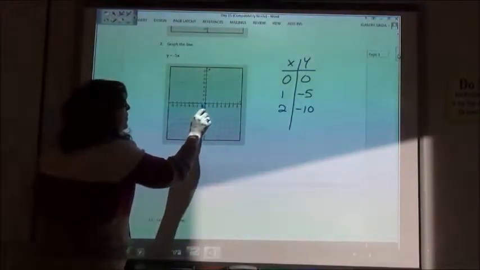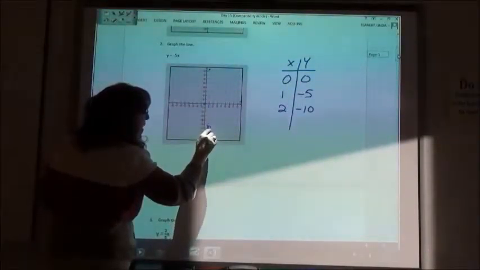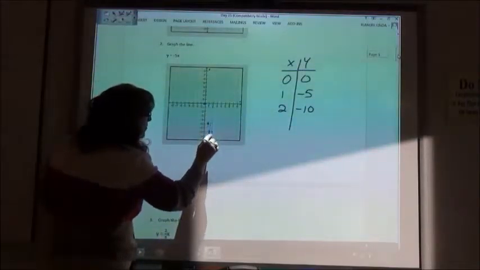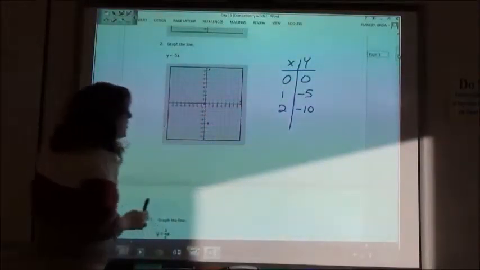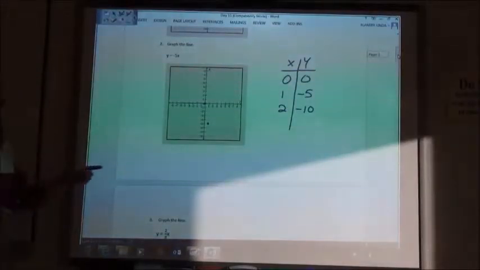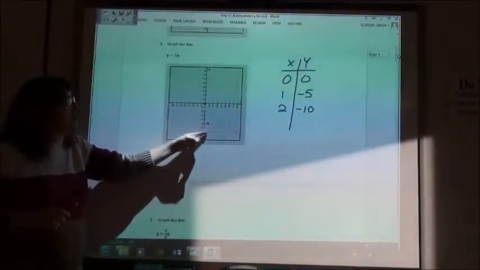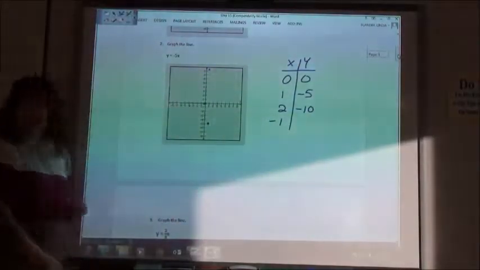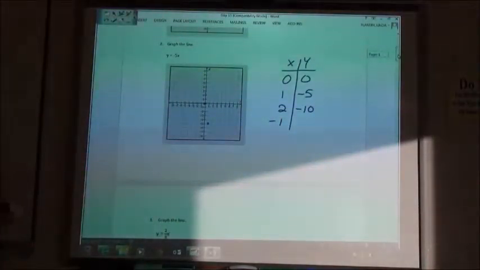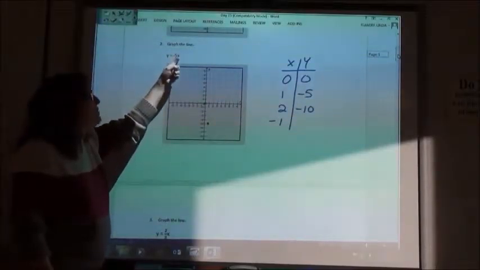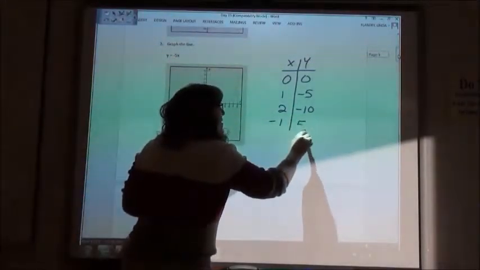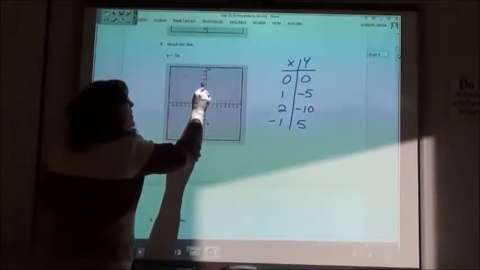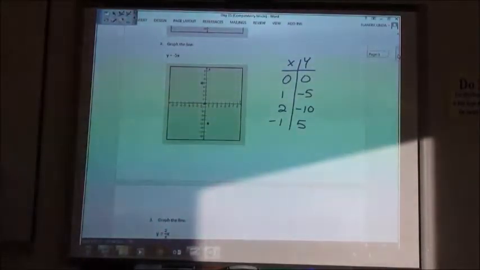So 0, 0 again's right in the middle. 1, negative 5, I'm going to go 1 to the right and down 5. 2, negative 10 would be 2 to the right and down 10. I can't quite fit that one on my graph. Now technically you really only need 2 points to draw your line. If you wanted to, you could then go backwards and put a negative 1 in there instead to get another point. Negative 5 times negative 1 would be positive 5. So negative 1, up 5.